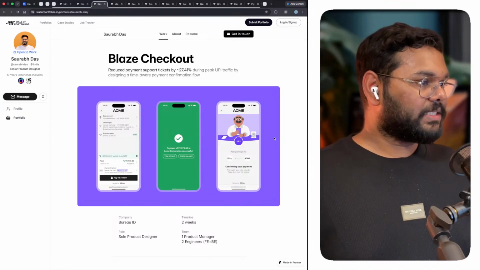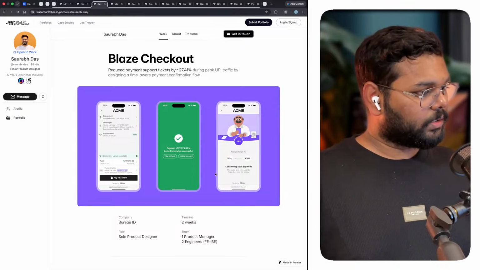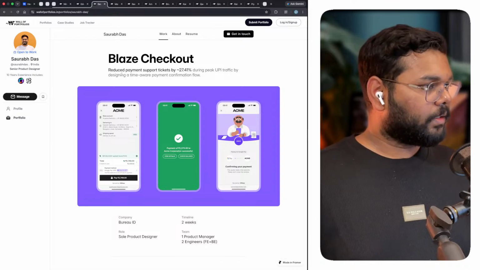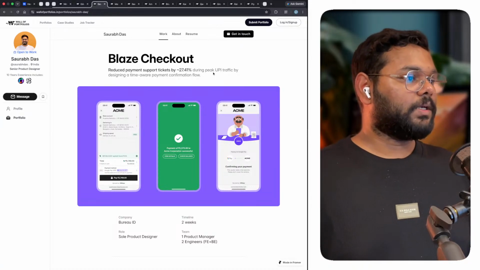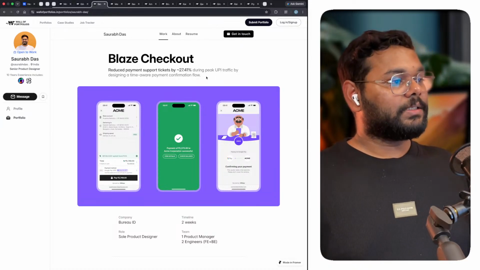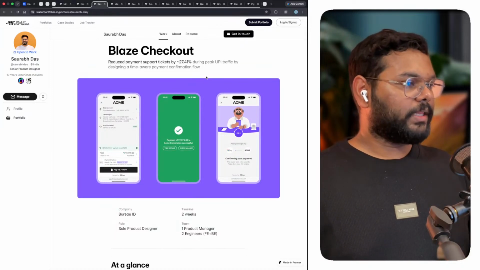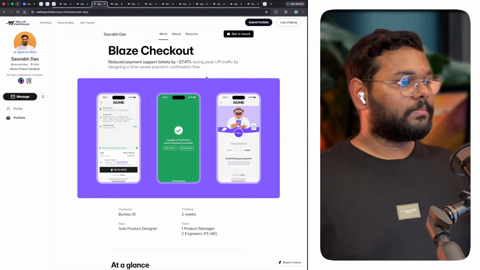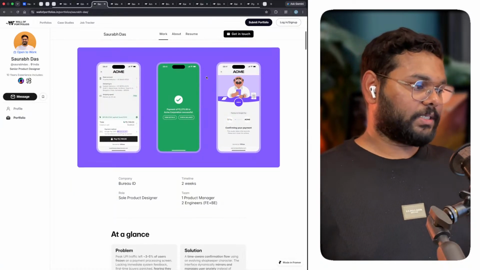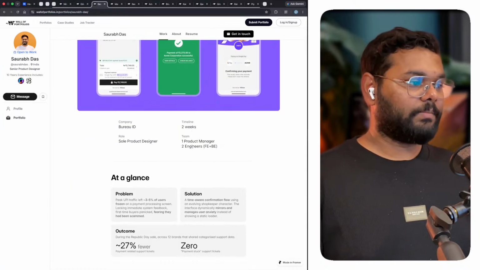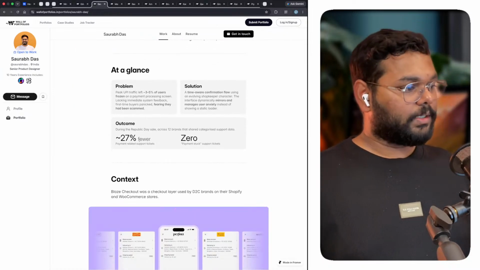About Blaze checkout, it's related to payment. Reduced payment support tickets by 27.41% during peak UPI traffic. So this is a really clean, crisp headline, right? And in one sentence, I'm able to figure out what this case study is about. So the company, role, timeline, and team, and at a glance, problem, solution, outcome, really good way.